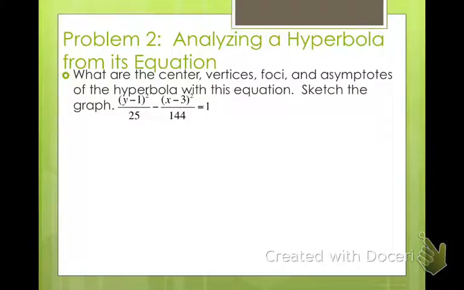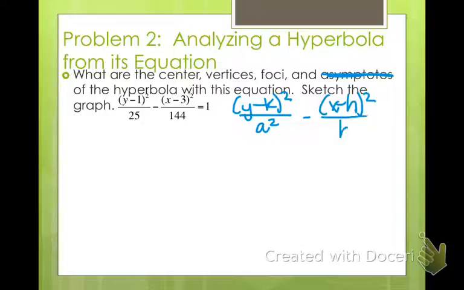Okay, so if I give you the equation, I want you to find the center, the vertices, and the foci of this hyperbola. Don't worry about finding the value of the asymptotes for this one. So to find the center, this is in the form y minus k squared over a squared minus x minus h squared over b squared equals 1. So what do we know about this hyperbola? We know it's a vertical hyperbola because the y squared value is first.